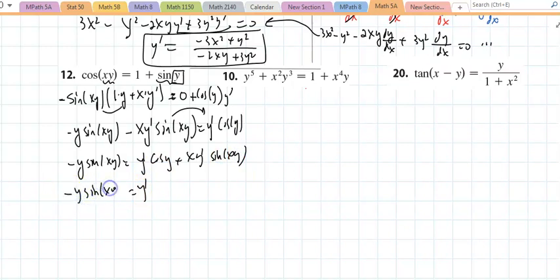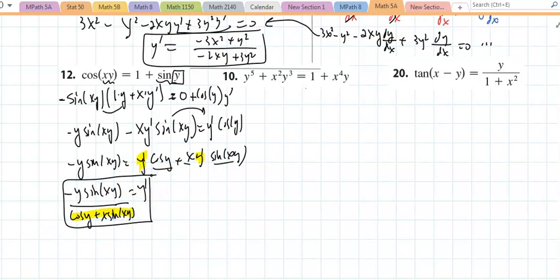And if I was to factor a y prime out, what would be left? A cosine of y plus x the sine of xy. There it is.